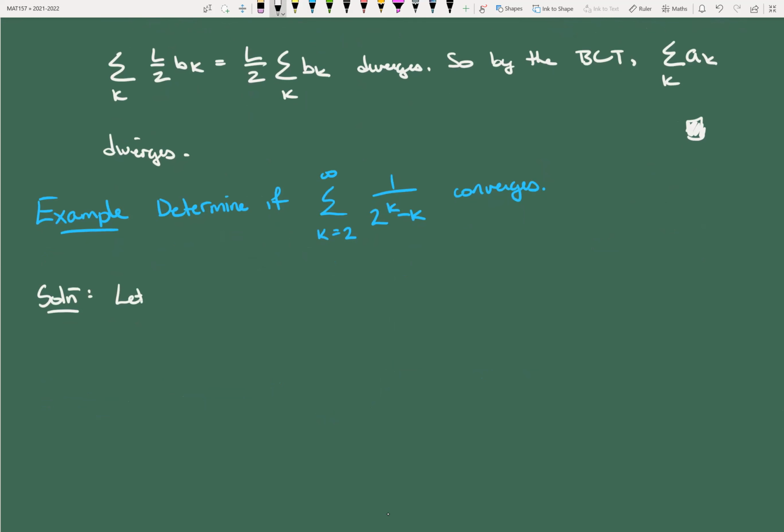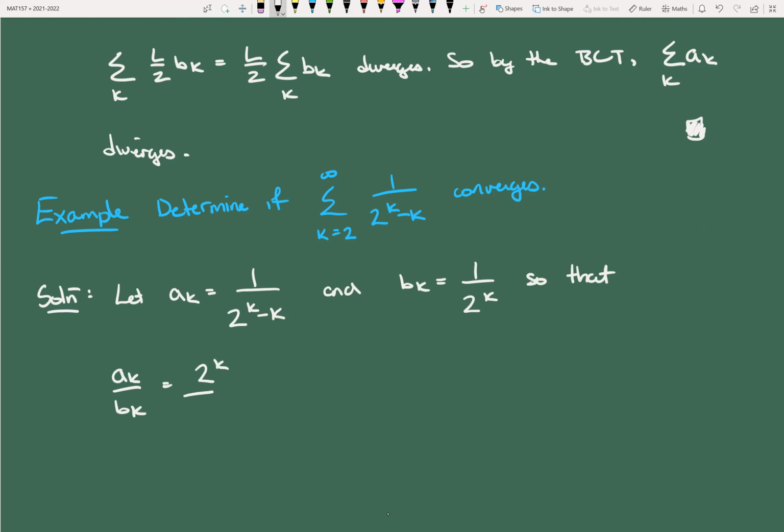So let a_k be 1 over 2^k minus k, and b_k equal 1 over 2^k, so that a_k over b_k is what? It's going to be 2^k all over 2^k minus k. We need to show that this thing has a finite limit.